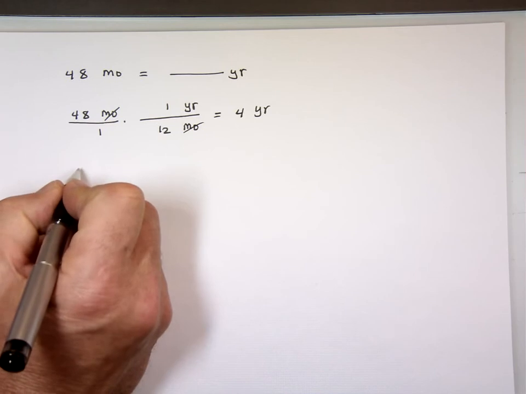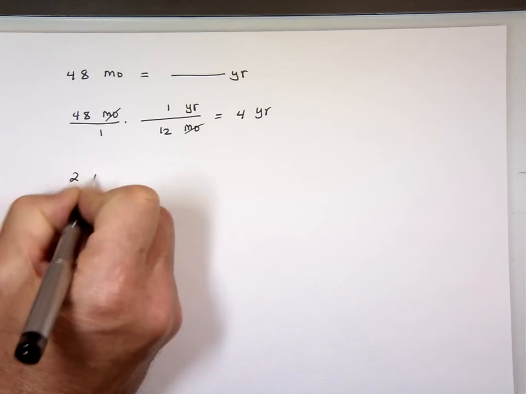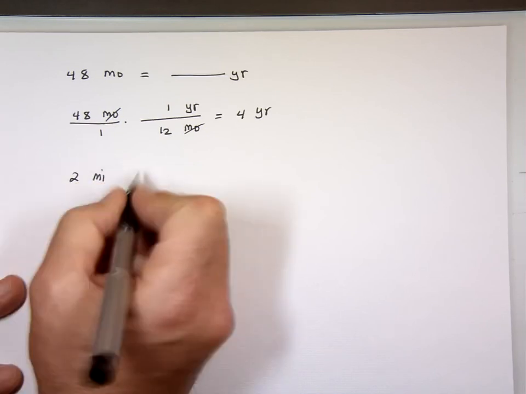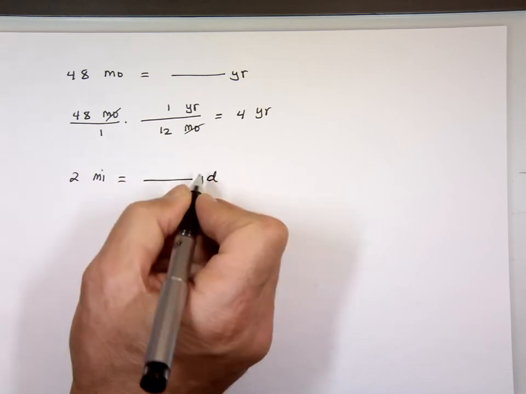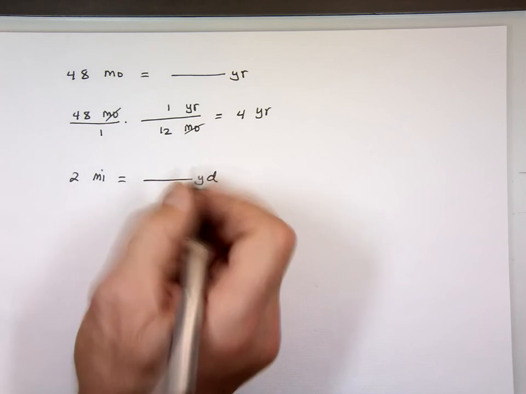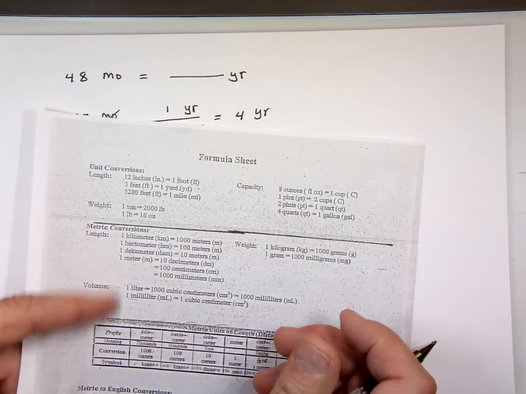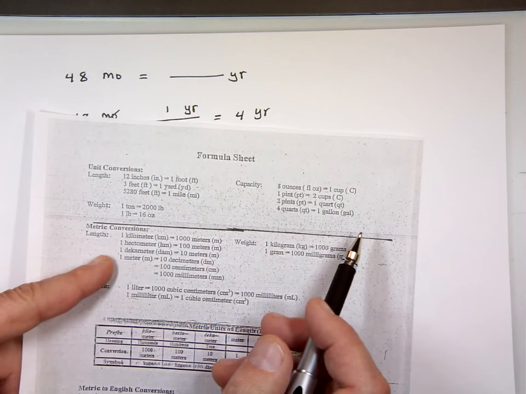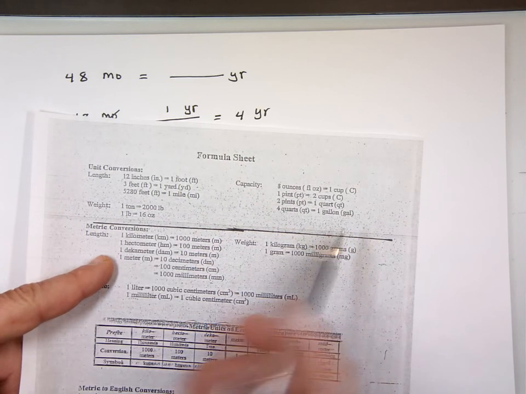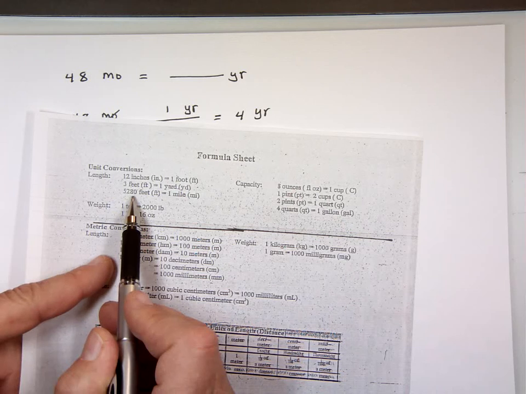Hmm. 2 miles. How many yards? I didn't give you one for miles and yard, did I? Do I have miles and yard here? No, that's okay. I can convert miles to feet, then feet to yard. I can do it in 2 steps.